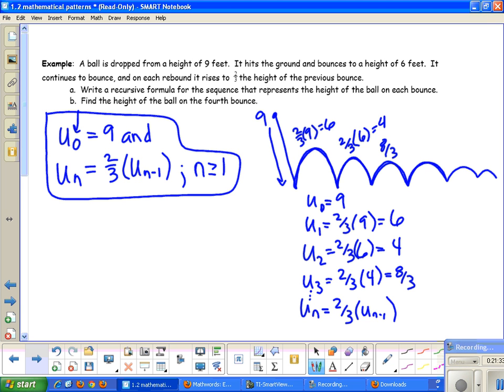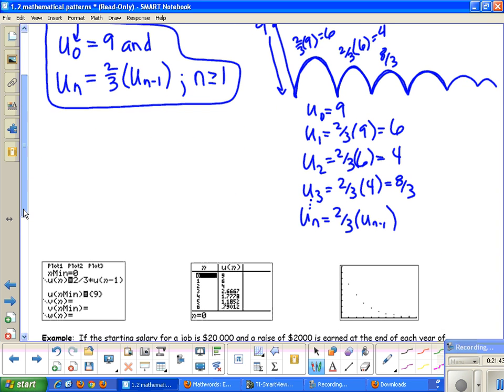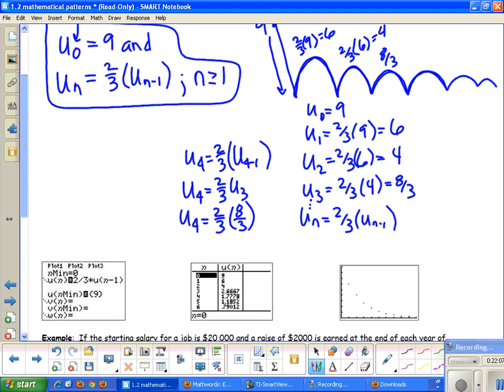Now, if we want to find the height of the ball on the fourth bounce, well, this is easy to do because all we would need to do is just do 8/3 times another 2/3. So u sub 4 is equal to 2/3 times u sub 4 minus 1. u sub 4 minus 1 would be u sub 3. So that's my third term. So u sub 4 is equal to 2/3 times my third term, which we said is 8/3. And so in this case, we get 16/9.